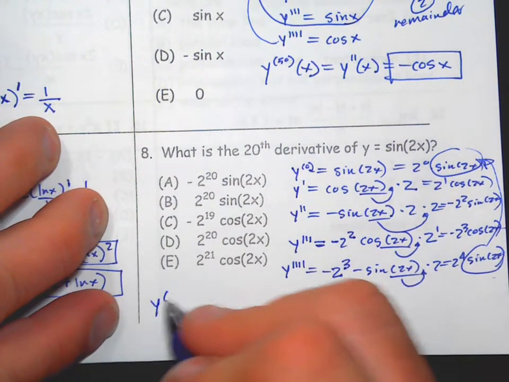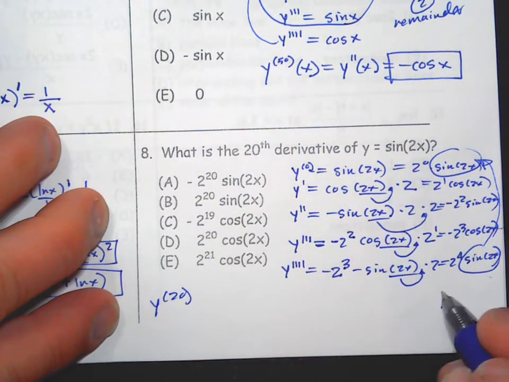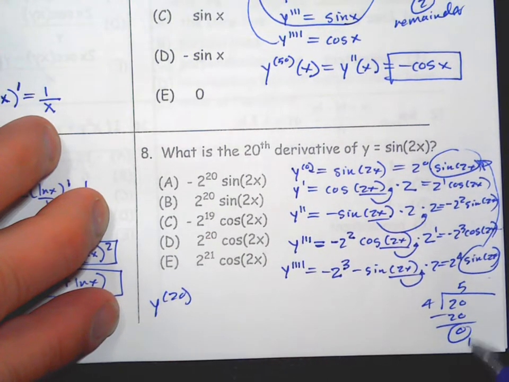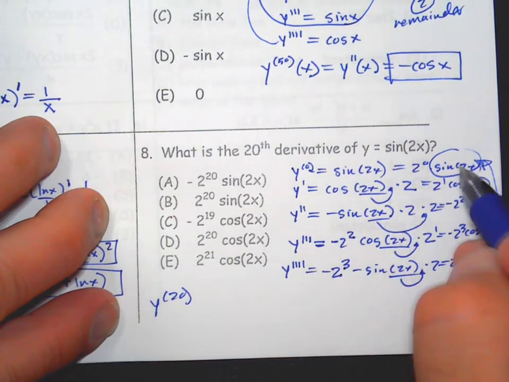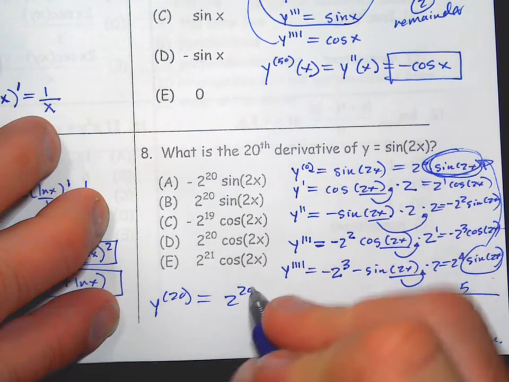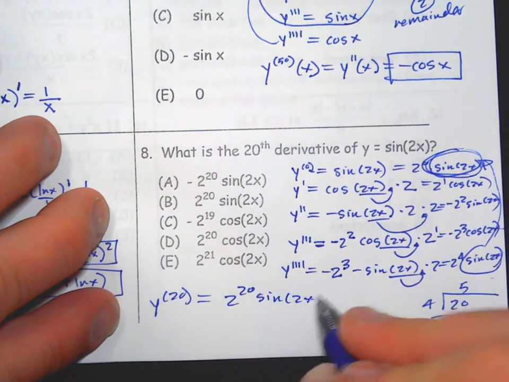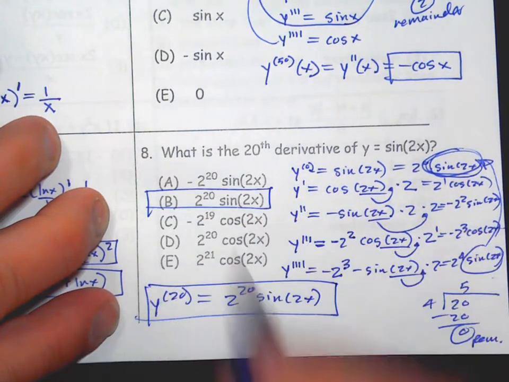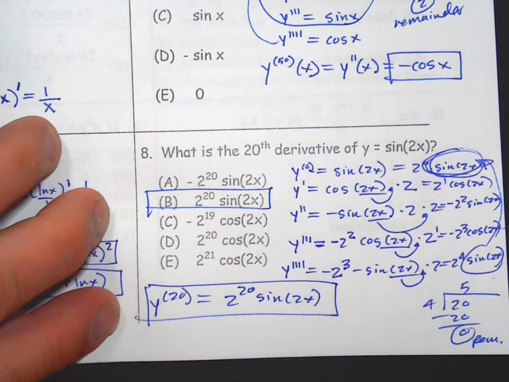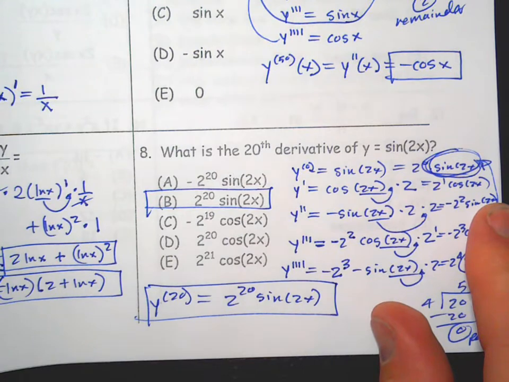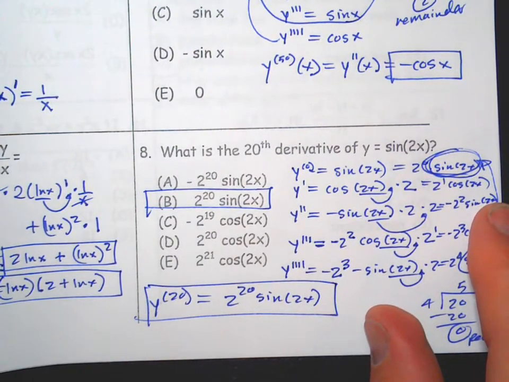So the 20th derivative, we're going to do a little long division real quick. 20 divided by 4 is 5. Remainder is 0. So that means we're going with the sine, but there should be a 2 to the 20th power in front, sine of 2x. So I think this is the answer. There you go. So 2 patterns, also at the mercy of the answers, which was actually kind of nice, having the 2 to the power so we didn't have to figure out 2 to the 20th ourselves.